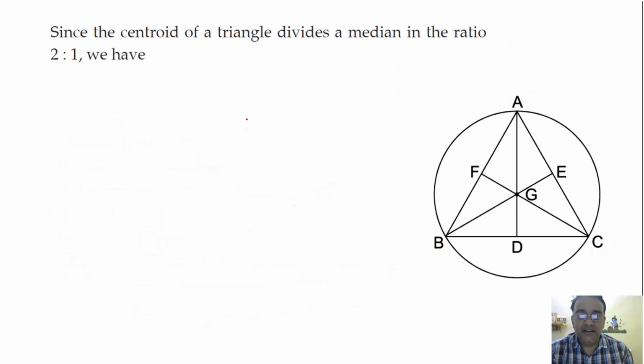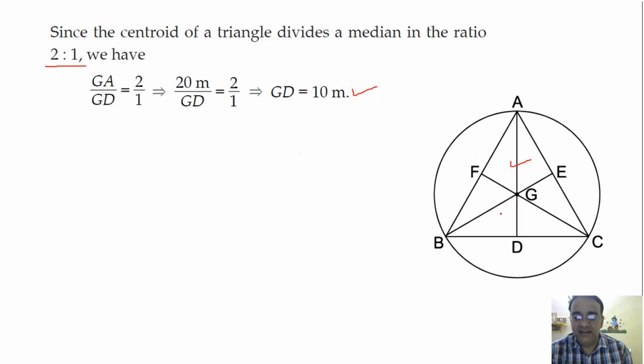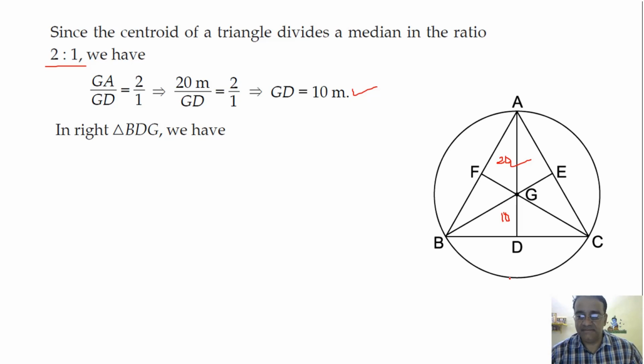Next, one of the most important properties of the centroid of a triangle is that it divides the median in the ratio 2:1. So AG upon GD will be in the ratio 2:1. This is already given as 20 meter. So 20 upon GD is equal to 2/1. So GD we will get 10 meter from this. Okay, this is 10 and this is 20. So total AD, how much will we get? 30, right? Yes, sir.